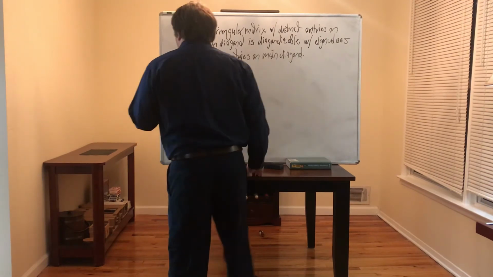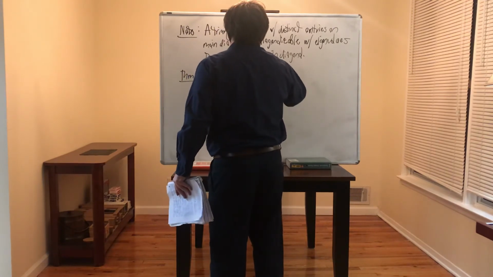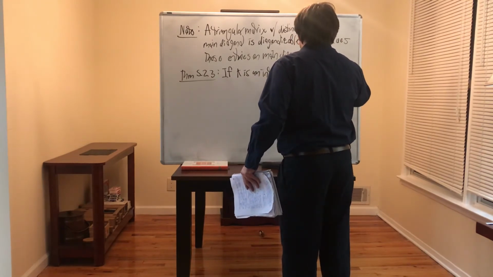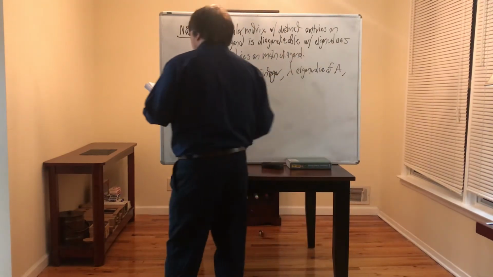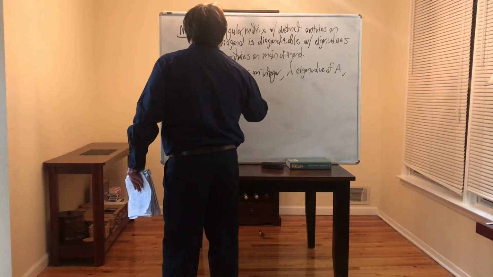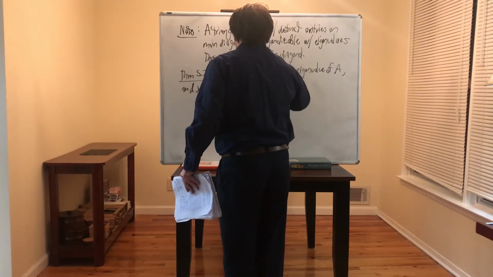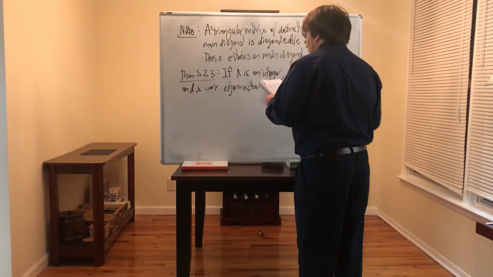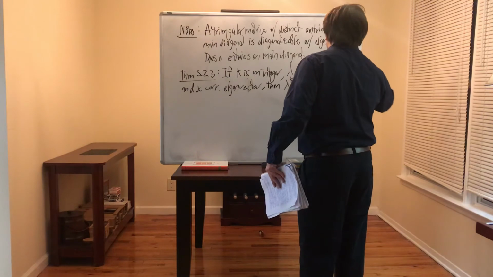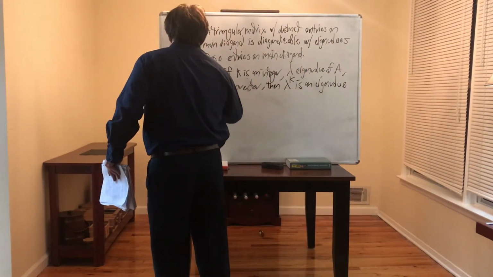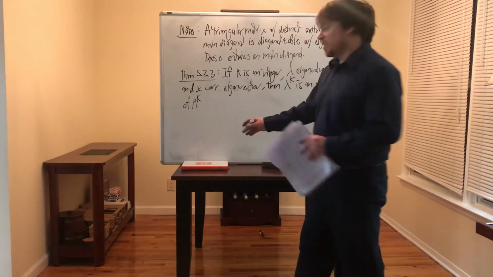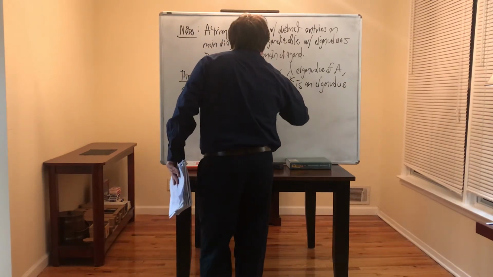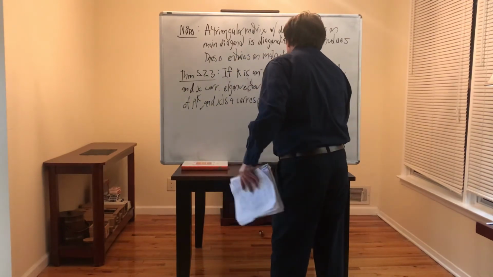Theorem 5.2.3. If k is an integer, lambda is an eigenvalue of A, and x a corresponding eigenvector to that eigenvalue A, then lambda raised to the kth power is an eigenvalue of A to the k. So if you thought stuff before was hard, now we're raising things to the kth power. And x is a corresponding eigenvector.